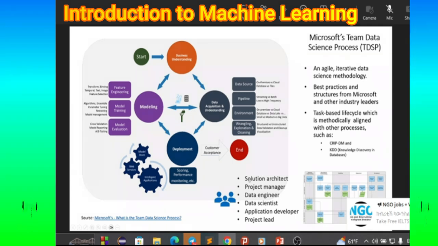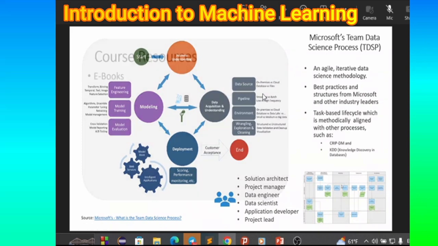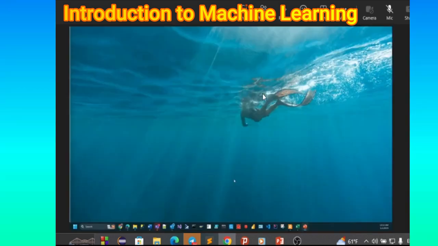For example, you have solution architects, project managers, data engineers, data scientists, application developers, and project leads. So after identifying these different disciplines, the process, as you can see here in this table, is, I don't know how I can. I'm sorry.